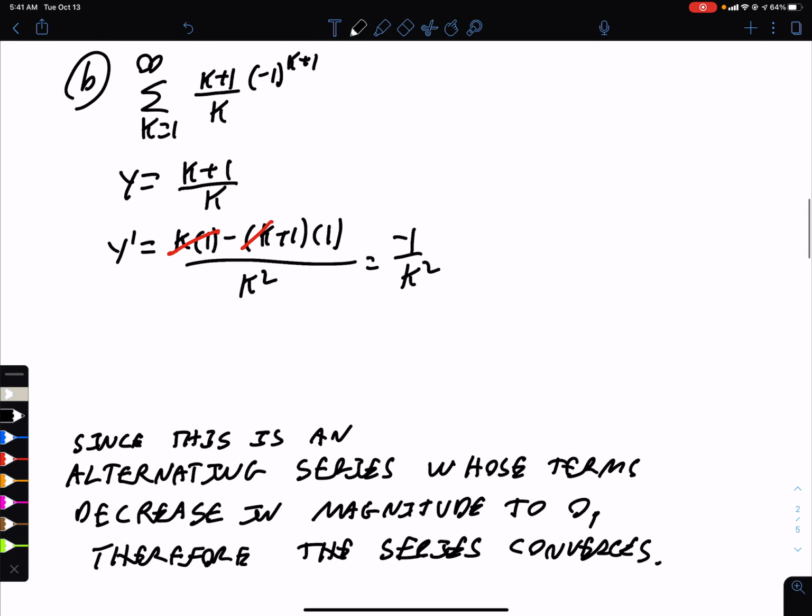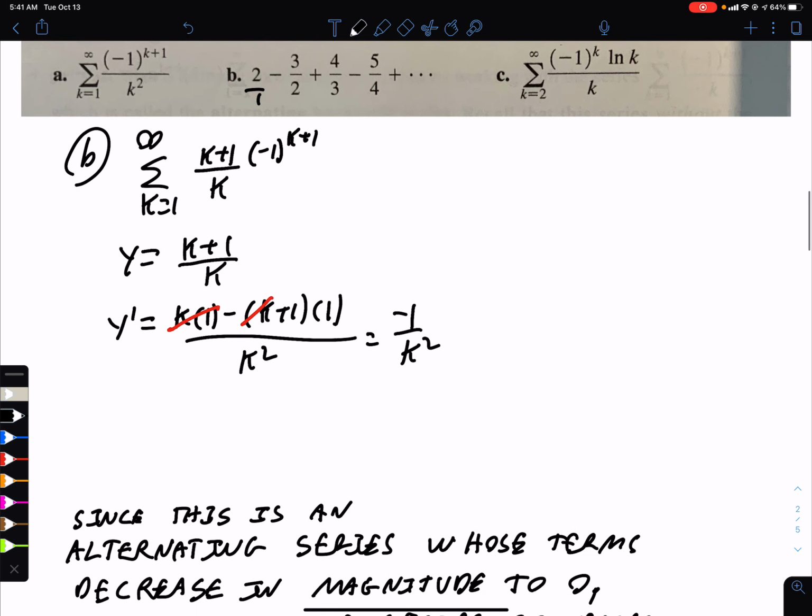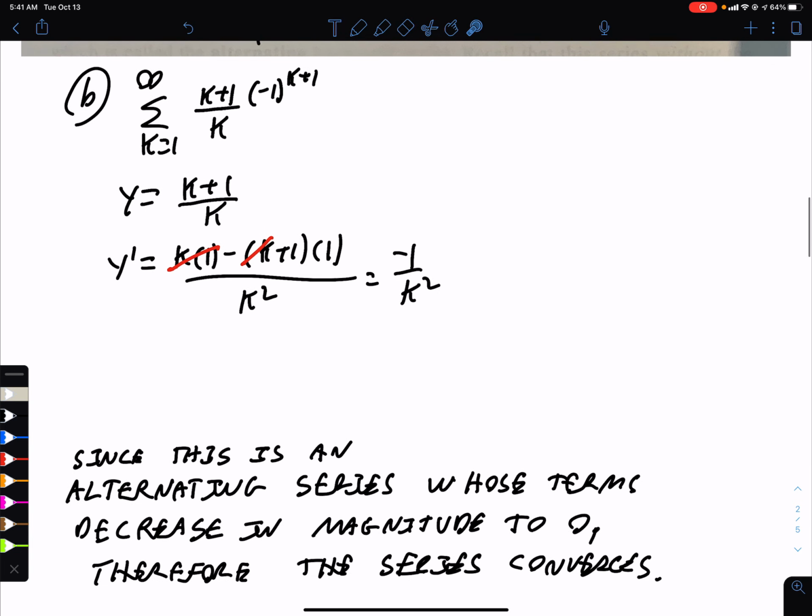Well, this is negative. So we do have decreasing always, because that's always positive, that's negative. Now the last step we need to do is find the limit as k goes to infinity of k plus 1 over k, which is 1. So the terms are not approaching 0. So this fails the alternating series test. All right? So that one fails.